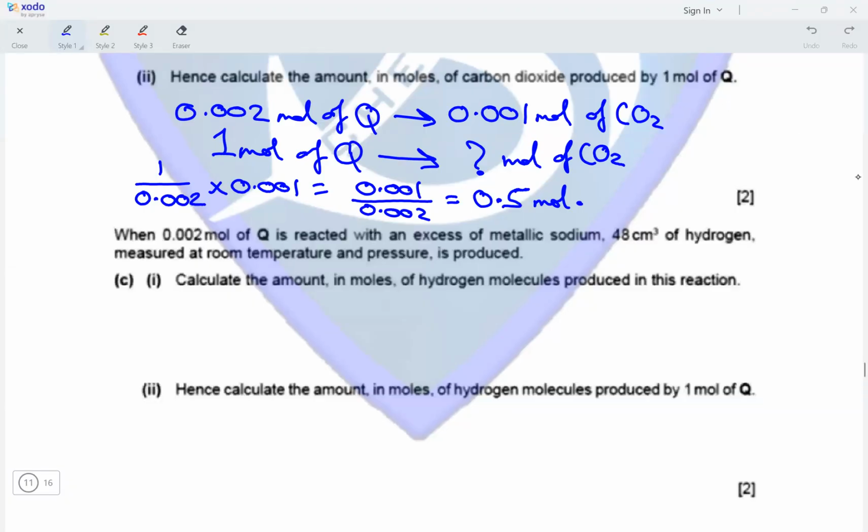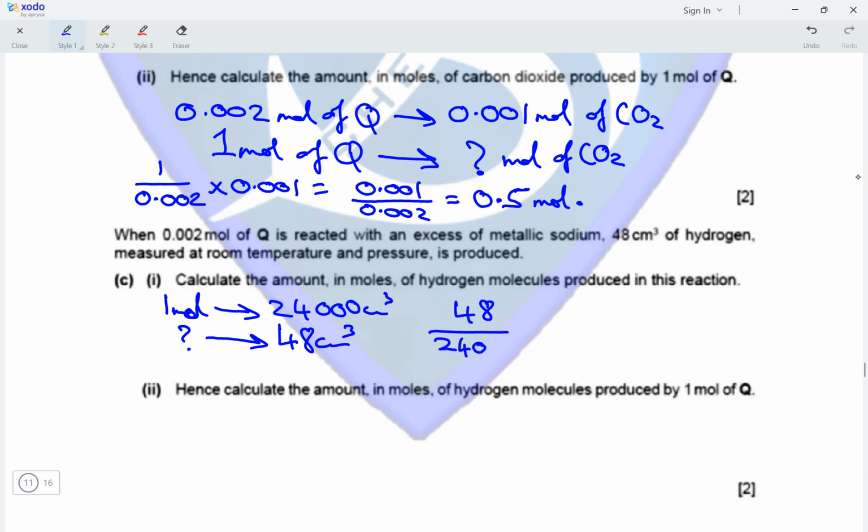When 0.002 moles of Q is reacted with an excess of metallic sodium, 48 cm³ of hydrogen measured at room temperature and pressure is produced. Calculate the amount in moles of hydrogen molecules produced in this reaction. So we need to calculate the moles of hydrogen. 1 mole occupies a volume of 24,000 cm³. So how many moles would occupy a volume of 48 cm³ of hydrogen? This would be 48 upon 24,000. So this gives us a mole value of 0.002 moles.